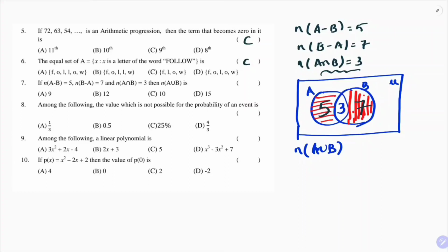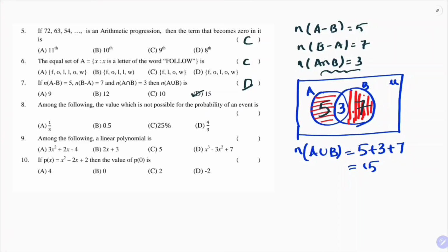So here A union B, if you see the number of elements in A union B, it is all the elements in A and B, that is clearly 5 plus 3 plus 7. So the answer is 15. So in total A union B, there are 15 elements. So the correct option is D. Correct option is D. Next one.